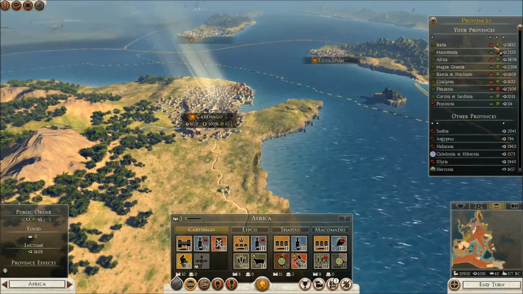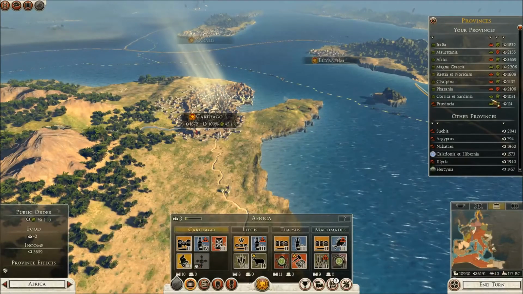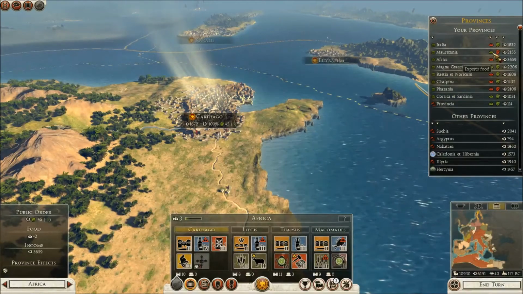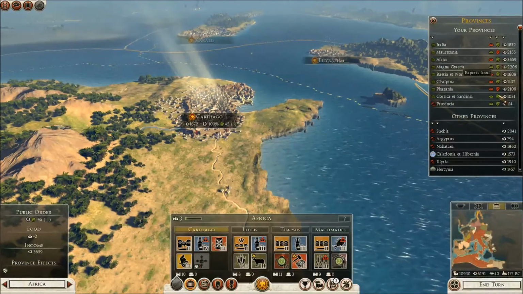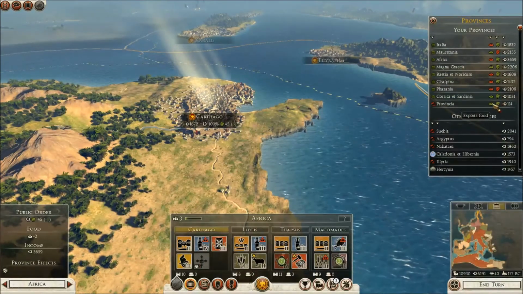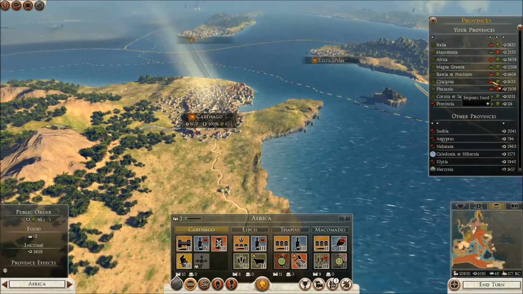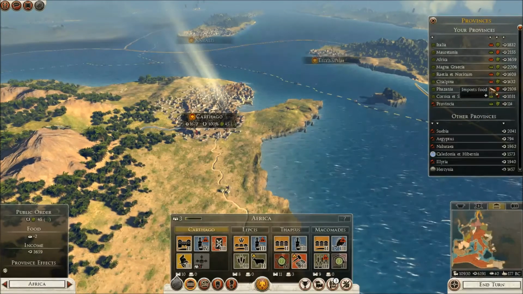That food covers all of my various provinces. You'll see that some of these provinces are exporting food with the little green bread symbol, and some of them are importing food with a little red bread symbol.